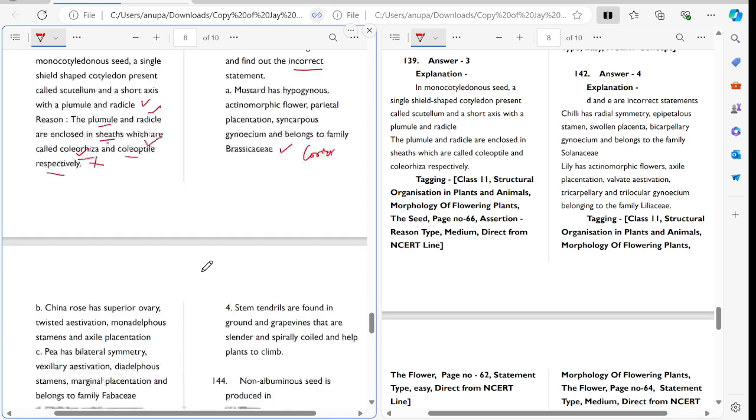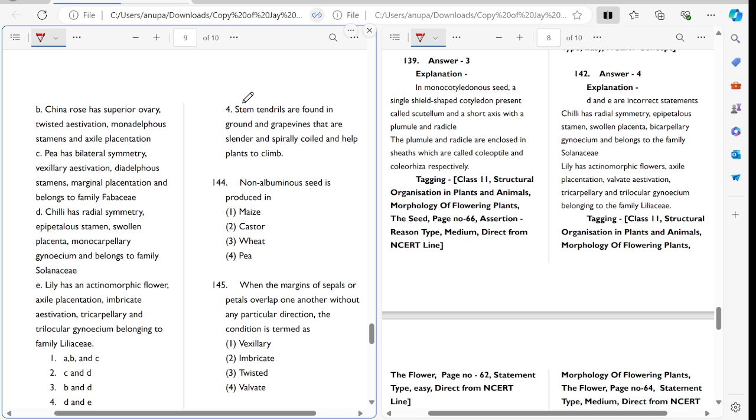Now let's move to the next statement, that is statement B. Statement B states that China rose has a superior ovary, twisted aestivation, monadelphous stamens and axile placentation. This is also correct regarding China rose. Now C is: pea has bilateral symmetry, vexillary aestivation, diadelphous stamens, marginal placentation and belongs to Fabaceae. This is also correct. Pea belongs to the family Fabaceae and it has such type of characters.